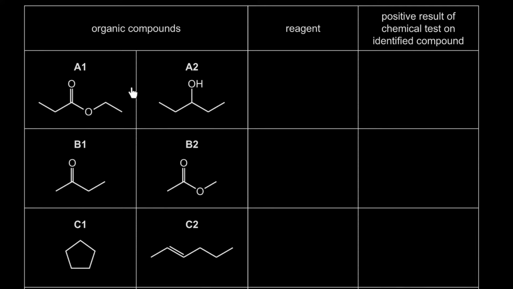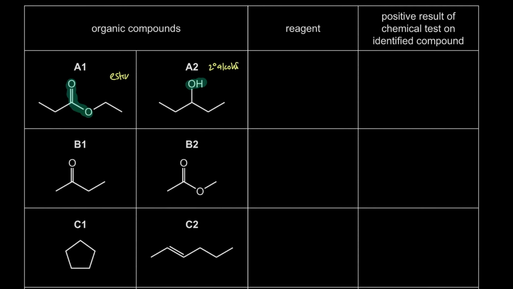So for the first pair of compounds, A1 and A2, what's the reagent that we can use to distinguish between these two compounds? Now compound A1 over here is 1, 2, 3, and then 1, 2. It's a 5-carbon ester. Here we have the ester linkage over here, and this is ethyl propanoate. And then A2 is pentan-3-ol. It's a secondary alcohol. So we want to distinguish between an ester and a secondary alcohol.